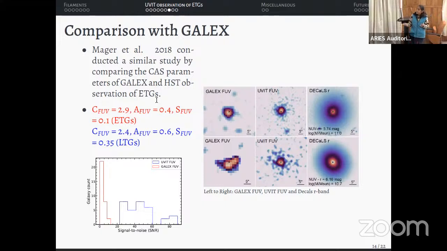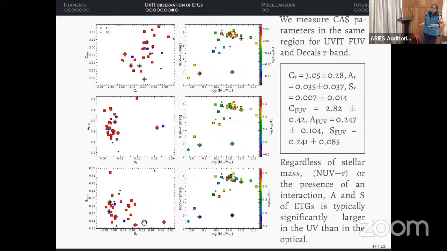For example, I've shown here two galaxies from my sample. This is the GALEX image, UVIT, and DECaLS. In the UVIT images, we can figure out some sort of substructure in the UV emission of elliptical galaxies, which was completely missing in GALEX. And if I compare the SNR for my sample versus GALEX, there's a substantial difference in the SNR as well.